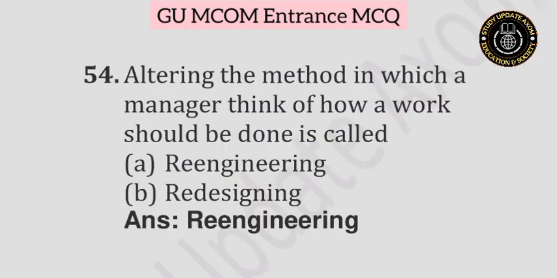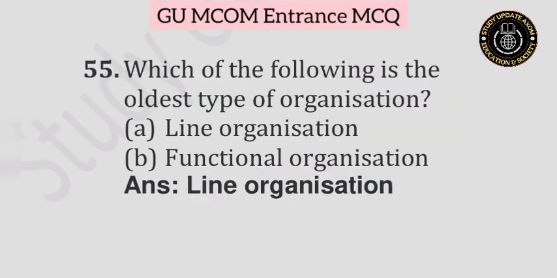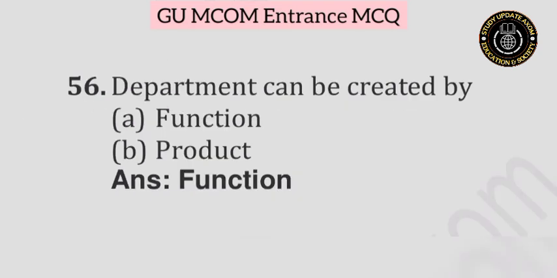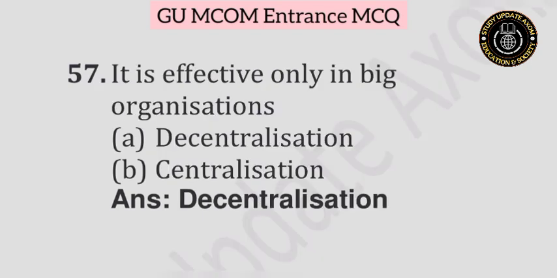Question number 54. Altering the method in which a manager think of how a work should be done is called. Option A. Re-engineering. Option B. Redesigning. Answer is re-engineering. Question number 55. Which of the following is the oldest type of organization? Option A. Line organization. Option B. Functional organization. Answer is line organization. Question number 56. Department can be created by. Option A. Function. Option B. Product. Answer is function.